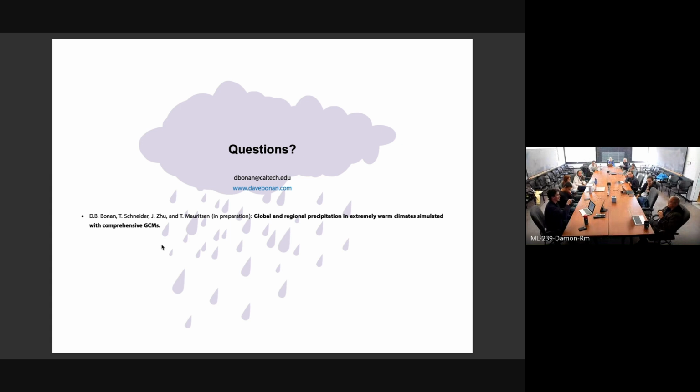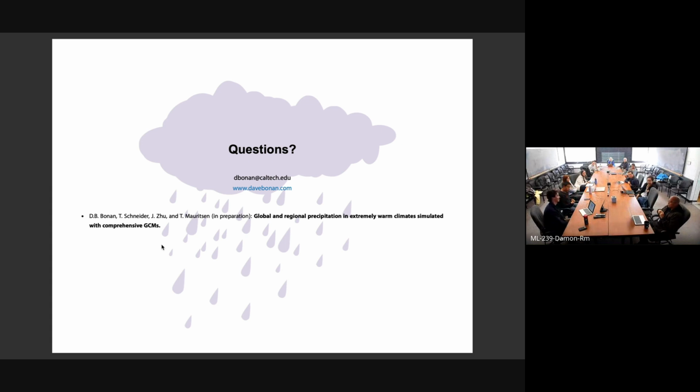But what you end up seeing is that from 1 to 2 times CO2, it's about 2% per Kelvin. From 2 to 4 times CO2, it goes to 1.5. And then from 4 to 8 times CO2, it goes to about 1. So it starts to saturate. The point was there was no theoretical understanding of why there's that saturation. Right, the saturation is not predicted at all.